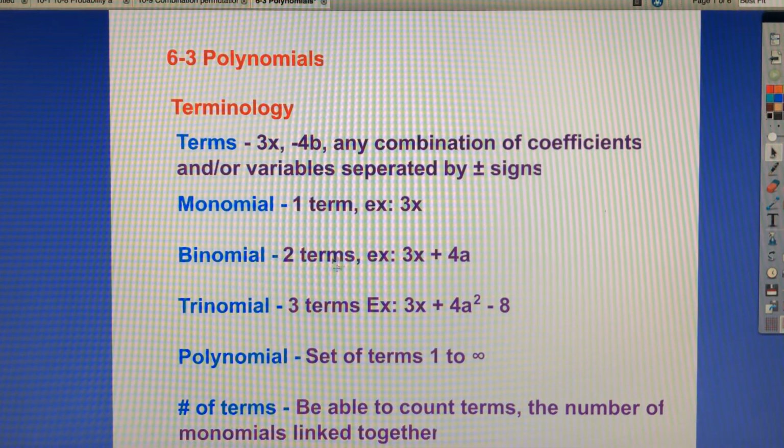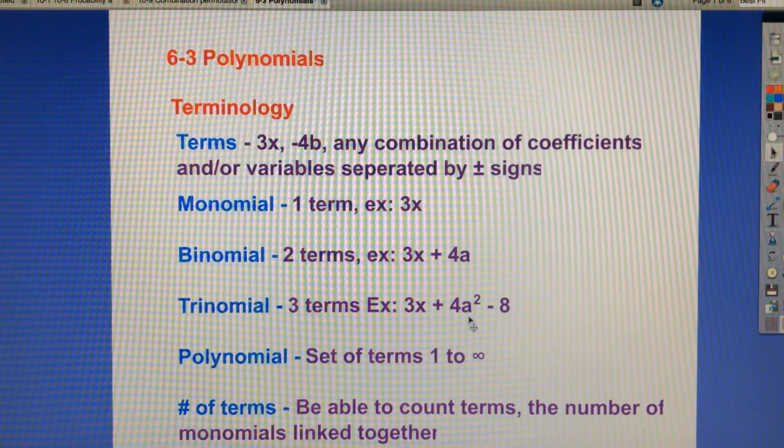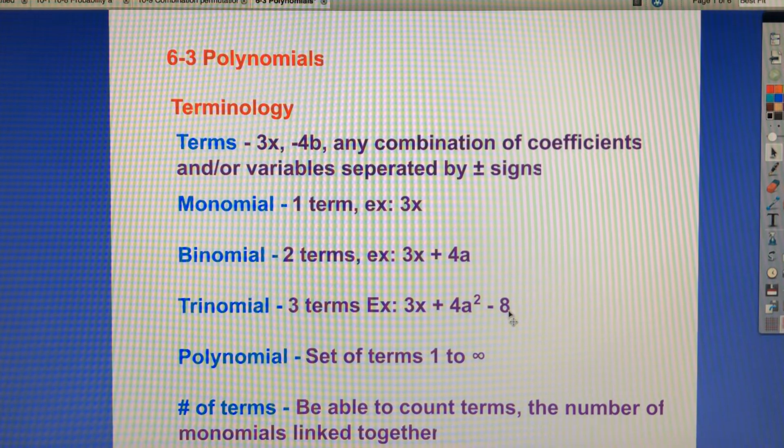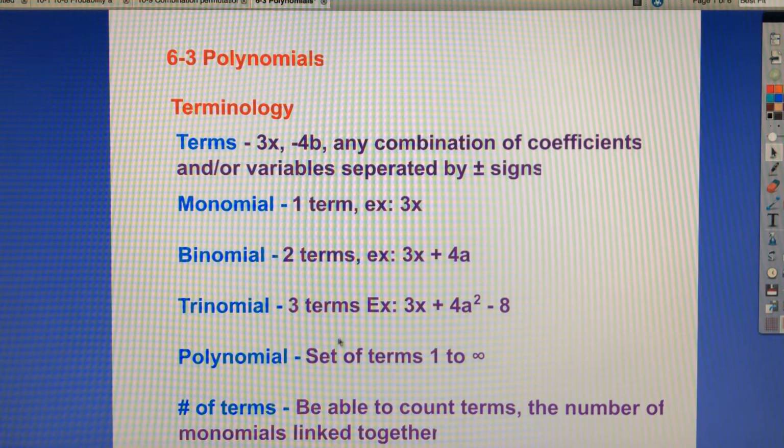Binomial, two terms, 3x and then plus 4a. So I have two separate terms. They are separated by a plus or minus sign. Trinomial, three terms, 3x, positive 4a squared, and a negative 8, which of course we call a constant because it has no variable attached to it.